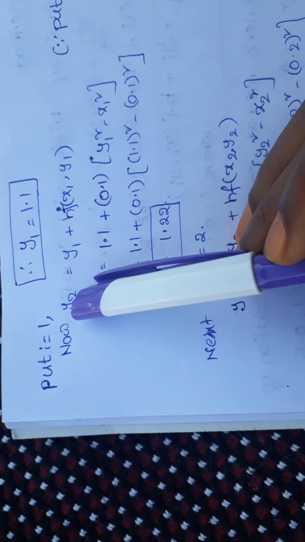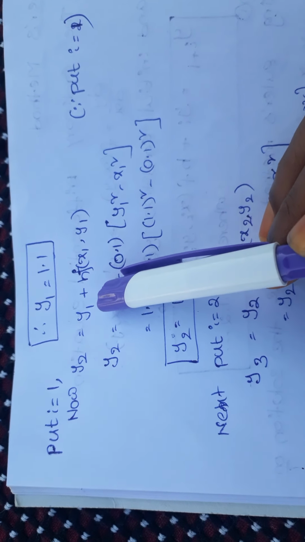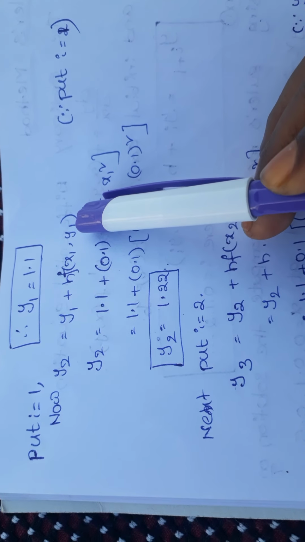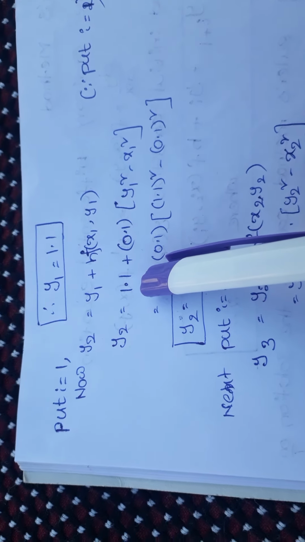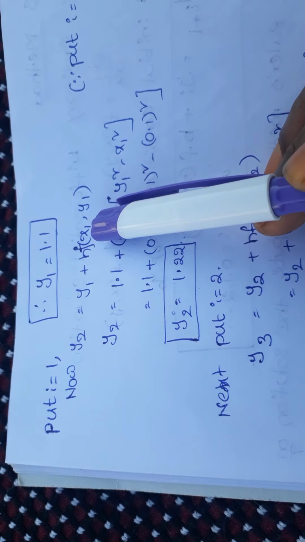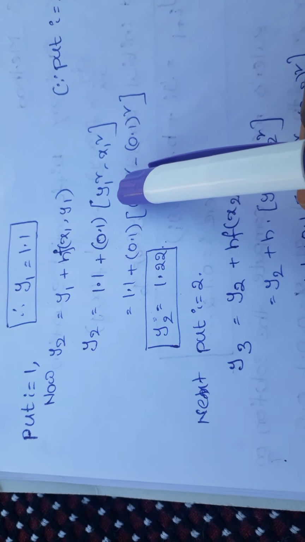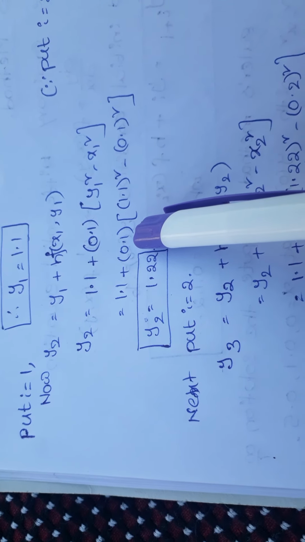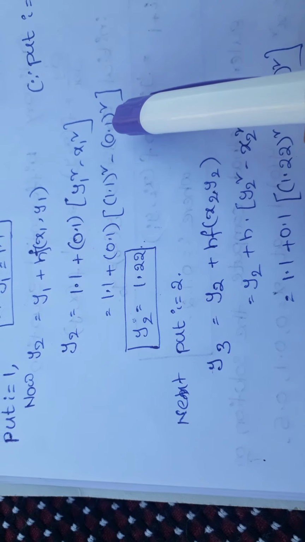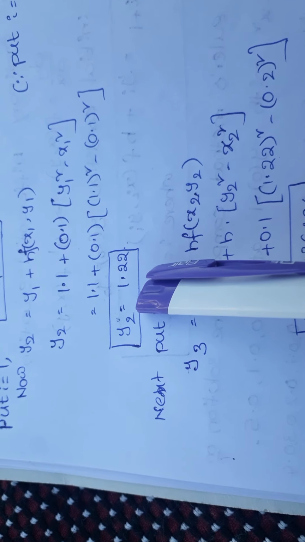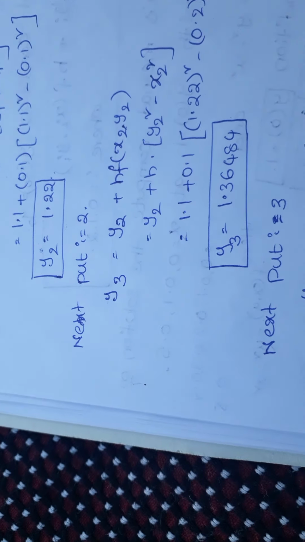Okay, see here, y2 is equal to y1 plus h into f of x1, y1. So y2 is equal to y1 value 1.1, we know that h is 0.1. This is the function in x1 and y1, so y1 square minus x1 square. Okay, 1.1 plus 0.1, y1 value is 1.1, x1 value is 0.1. So after simplification we get y2 is equal to 1.22.